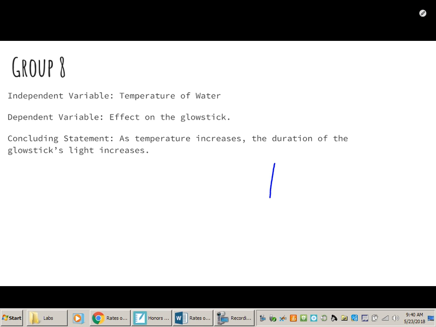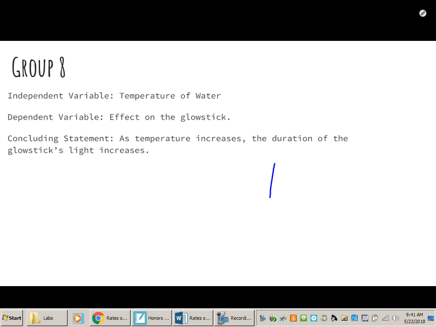Okay, so the independent variable is temperature of water, and its effect was on the glow stick. As temperature increased, the duration of the glow stick's light decreased because it faded out much faster. What temperatures did you have? We had about 12 degrees Celsius and about 39 degrees Celsius for the heater. The warm one lasts much longer, while the colder one almost immediately went out 3 minutes later.